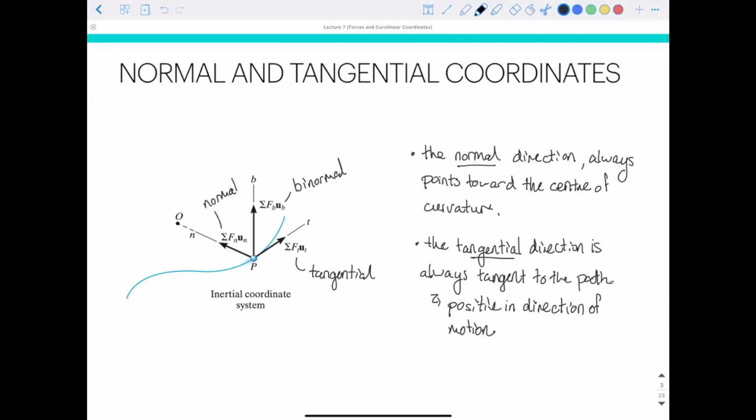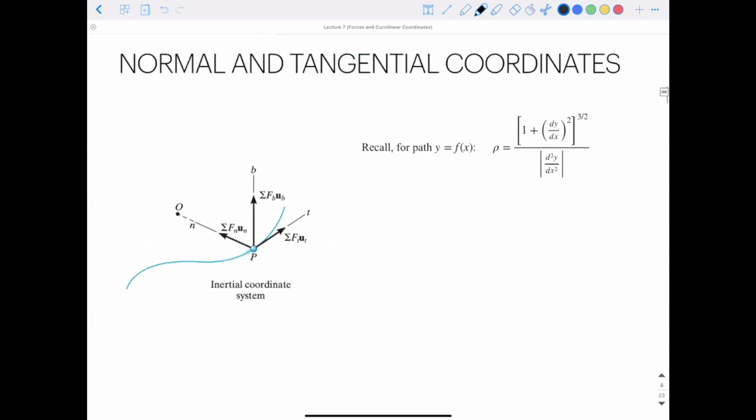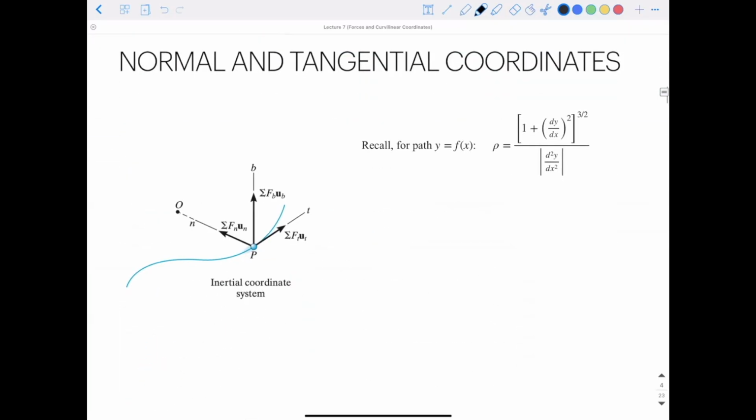So let's write our equations of motion. If we first recall that if we're given a problem where we know the path as a function y equals f of x, that should be a good hint that maybe we should be looking at normal-tangential coordinates. And if we do know that path, we can figure out the radius of curvature anywhere along that path using this equation, which is what we had from our kinematics. So let's write our equations of motion now.